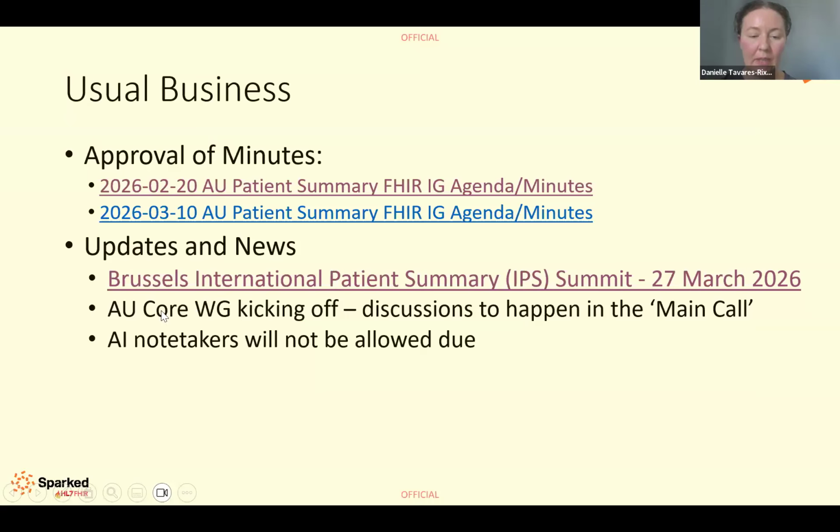Now we're going to go into it in a bit more detail, but I just wanted to advise people the AU Core work group is kicking off. I think I just really want to advise people that this is a project-focused call. The main call of AU Core is still happening, and that's where all the administrative work group governance things are. So if you want to be a part of things around missions and charters, how projects work within a work group, that won't happen in this call. That's going to happen in the main call.